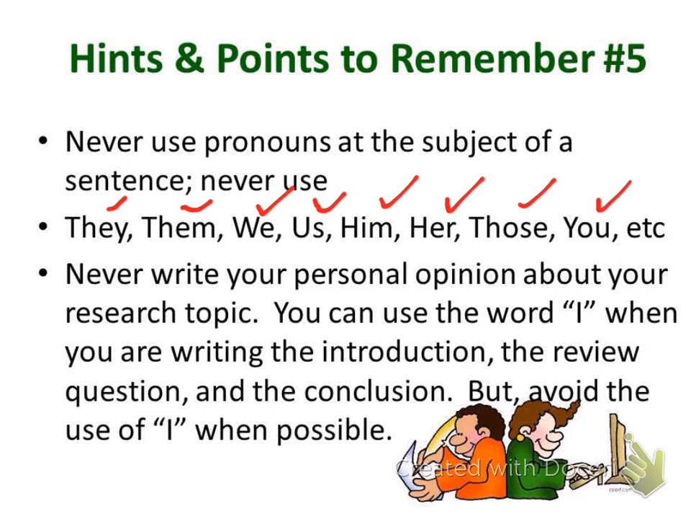Next point, never write your personal opinion about your research topic. It's not about your opinion, it's about what you found in the literature. On these assignments, you can use the word I when you're writing the introduction to your review paper and at the conclusion. So you're explaining why you chose this and you're explaining what you found in the conclusion. That will be okay. But in the literature portion where you're reviewing the sources or explaining the sources and synthesizing the sources, do not use the word I.